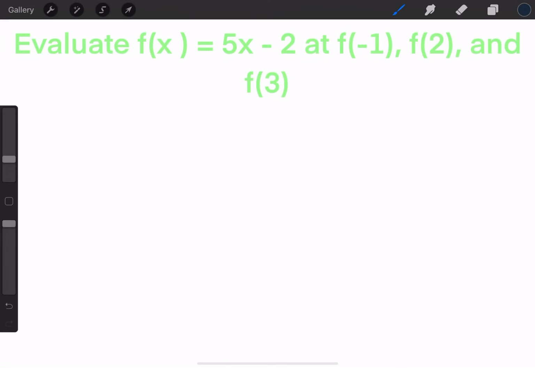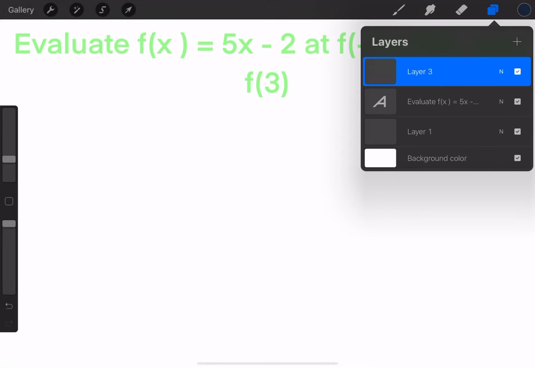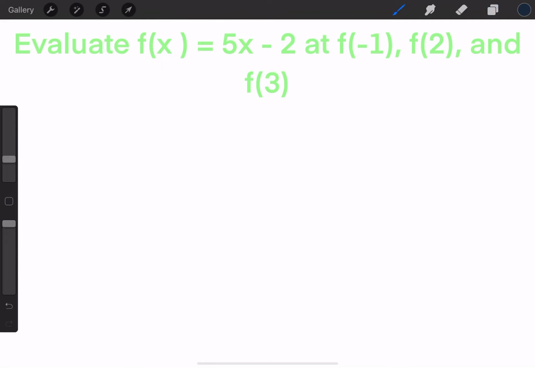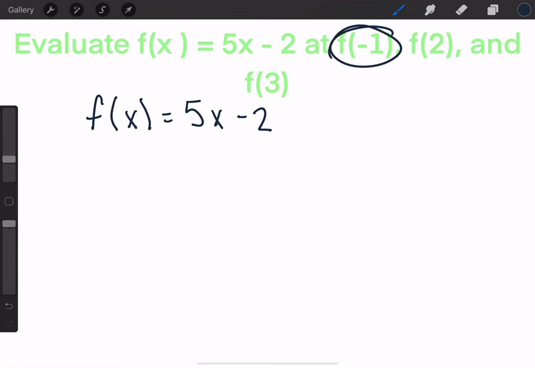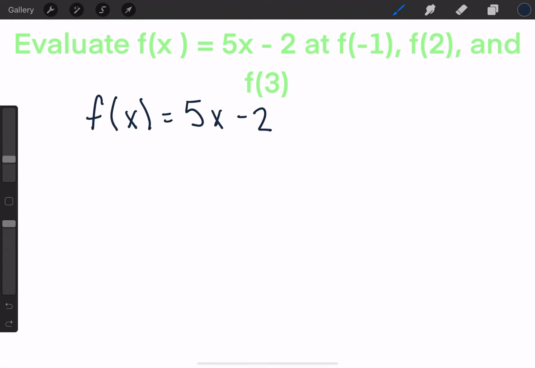Hi, so right now we're going to review evaluating functions when given an equation. The equation we are given is f of x equals 5x minus 2. We are told to evaluate that at f of negative 1. So what we are going to do is replace all the x's with negative 1.